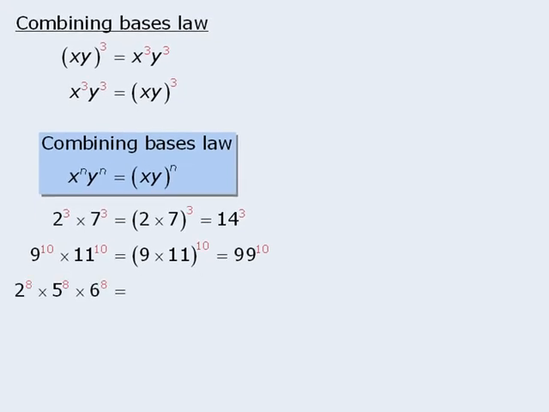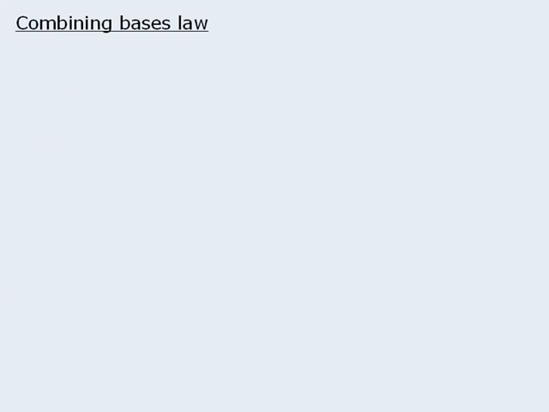Finally, the law even works here since 2, 5, and 6 are each raised to the power of 8. We can rewrite this as 2 times 5 times 6 all to the power of 8, which is equal to 60 to the power of 8. Now, the next law is so similar to the previous law that we will use the same name. This law involves division, but the principle is pretty much the same as the last law.